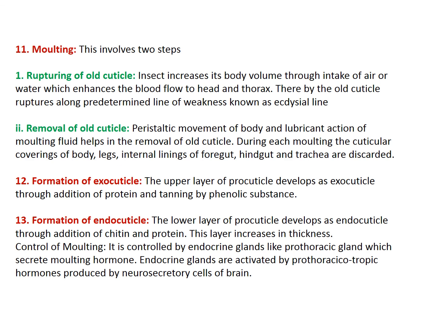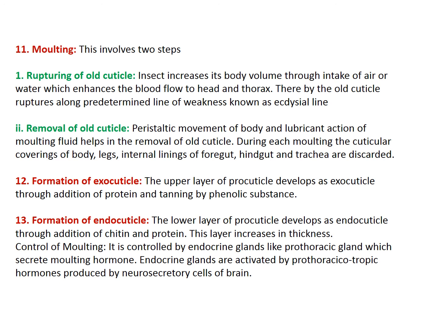Then molting involves two steps. One is the rupturing of the old cuticle and the other is the removal of the old cuticle. In the rupture of the old cuticle, the insect increases body volume through intake of air and water. It enhances the blood flow to the head and thorax, thereby the old cuticle ruptures along a predetermined line of weakness known as the ecdysial line. Removal of old cuticle: peristaltic movement of the body and lubricant action of the molting fluid help in removal of the old cuticle. During each molting, the cuticular covering of the body, legs, the internal lining of foregut, hindgut and trachea are discarded.